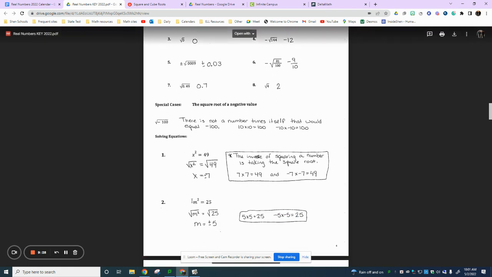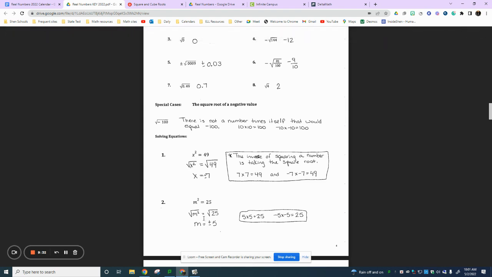In number 2, again, we want to find m. So if we take the square root of both sides, we get a positive and a negative 5. And you could write it just like that, where you put both positive and negative underneath each other.